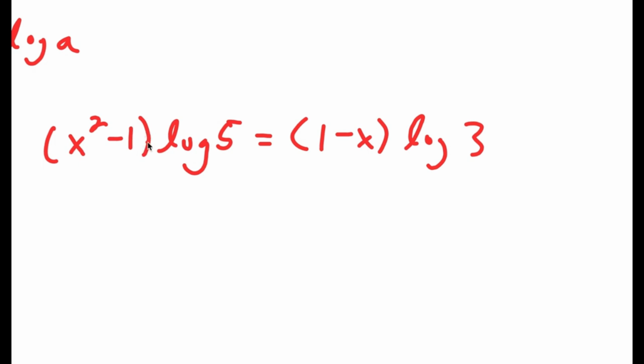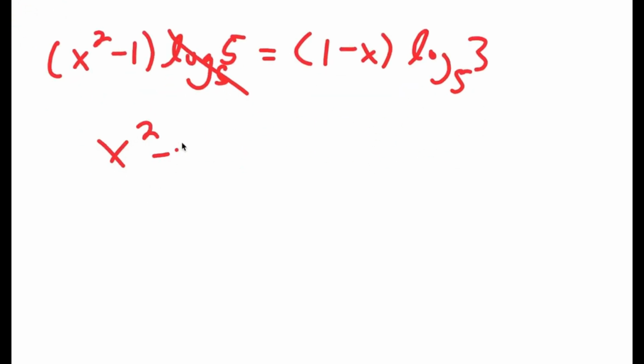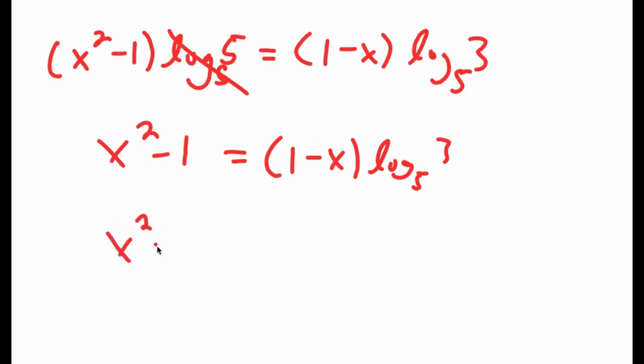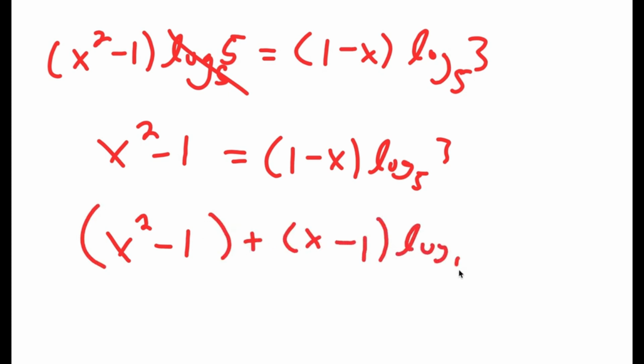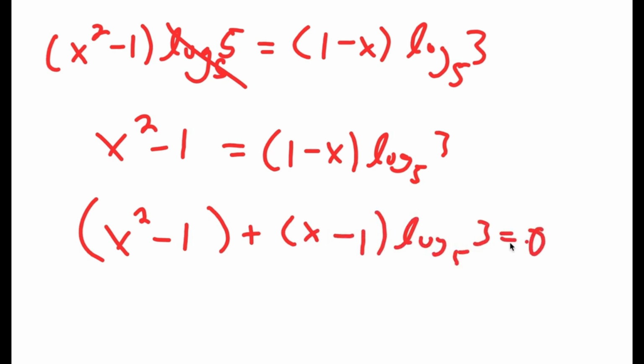I'm going to take base 5 on both sides of both logs, so these cancel out to get 1. So now I have x squared minus 1 is equal to 1 minus x times log base 5 of 3. And this means x squared minus 1 plus x minus 1 times log base 5 of 3 is equal to 0.